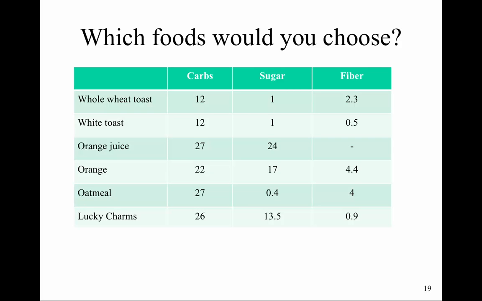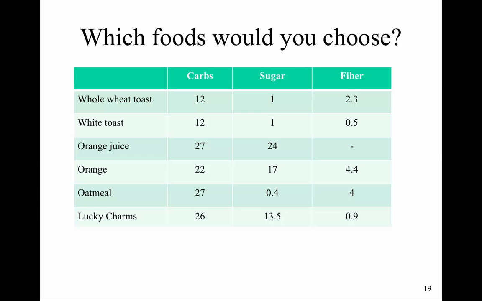So going back to some different foods to think about for breakfast, I said I'd mention this. You have white toast and whole wheat toast. The carbs are the same, okay? Sugar is the same. The difference here is you get about 4 to 5 times the fiber in the whole wheat because, again, it has that outer shell on.